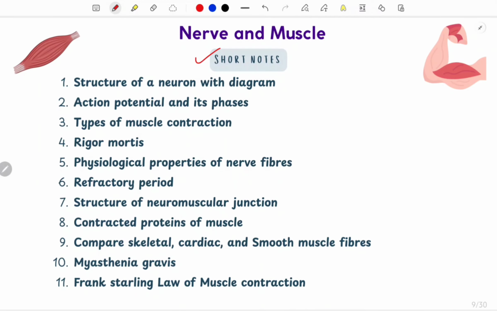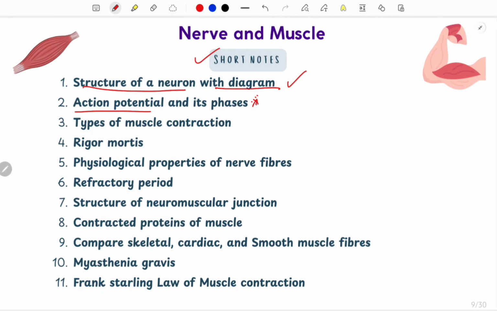Moving on to the short notes. Here they are asking the structure of neuron with a diagram. Here these are basic questions that we are reading from 12th standard, from our 12th grade, but yet it is a very important topic. Like, don't skip them before you go to exam, just give it a read. Okay, then action potential, important topic. Types of muscle contraction, rigor mortis. Rigor mortis can also be a potential viva question too.